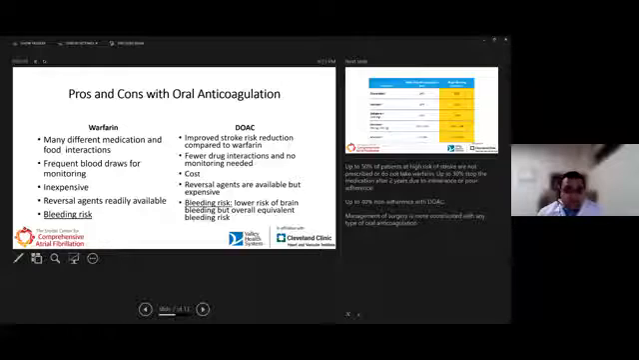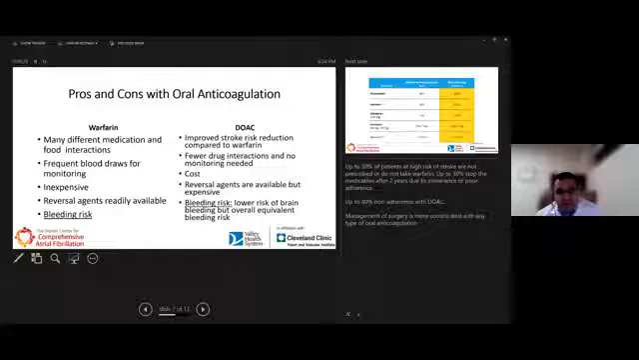So with these blood thinners, there are pros and cons to each. Warfarin is the oldest known of the medications, the most tried and true in many ways. The challenges with warfarin are that many different medications or foods interact with it. For example, antibiotics or green leafy vegetables are a problem. It requires frequent blood draws for monitoring. It is inexpensive. Reversal agents are readily available, but there is this ongoing bleeding risk.